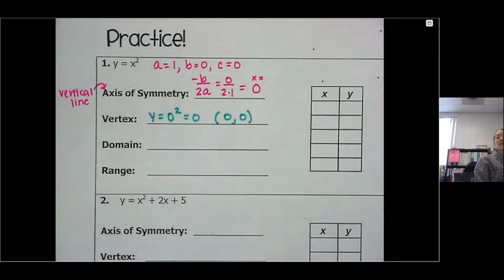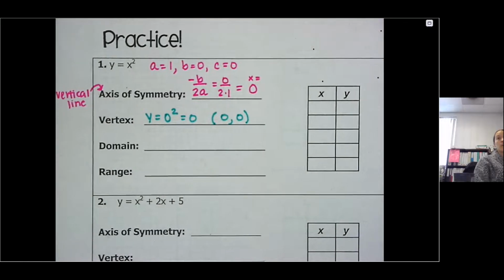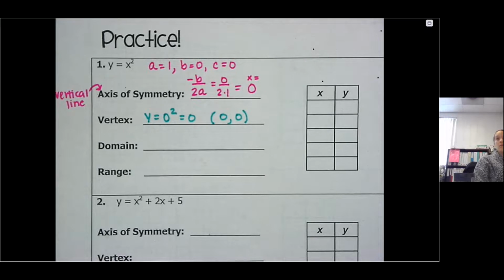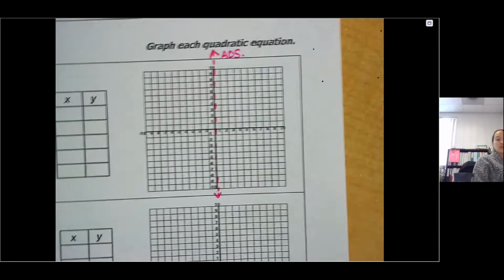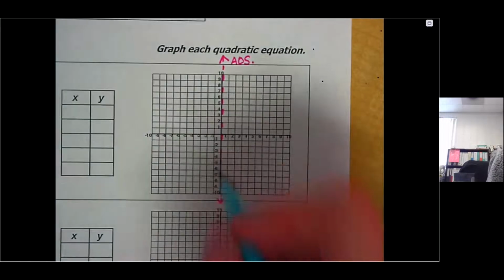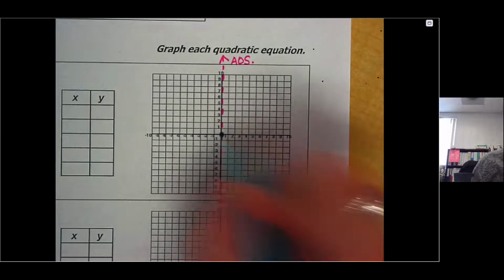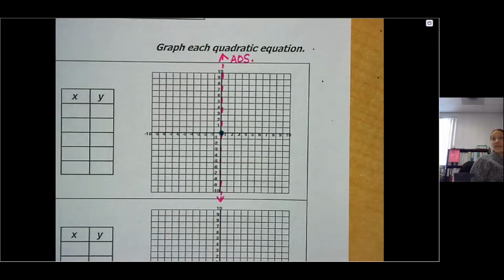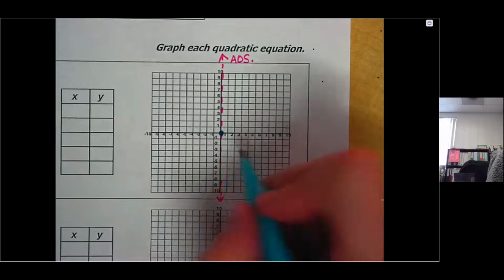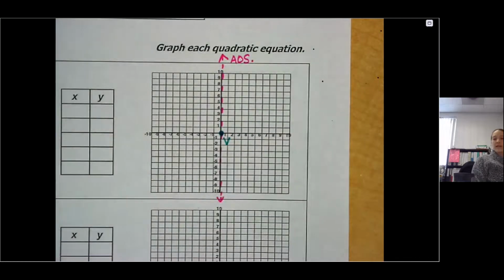So that's going to be the first point that I graph. I'm going to come over to my graph, right at 0, 0, which is right in the center. That's going to be my point right here. If you want to write V next to it for vertex, there's my vertex. Okay, good so far.